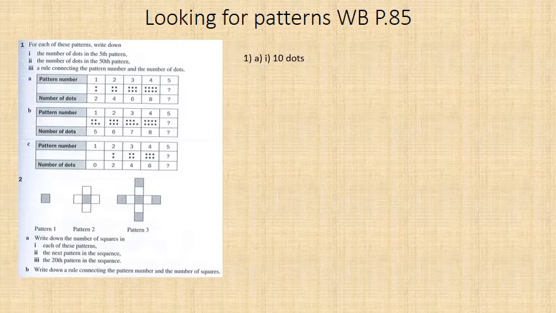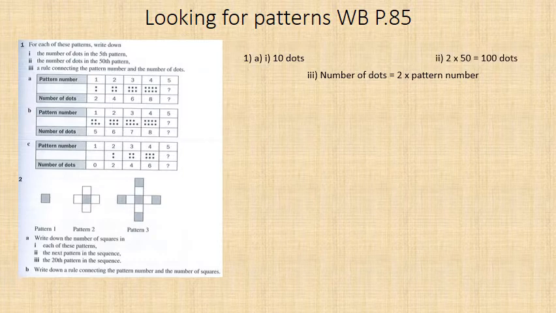50th pattern. Before I get the 50th pattern, I have to get the rule connecting the pattern number and the number of dots. You can see that I'm multiplying by 2 every time. 1 times 2 equals 2, 2 times 2 equals 4, 3 times 2 equals 6, 4 times 2 equals 8. So if I multiply the pattern number by 2, it's going to be the number of dots. Now it's very easy to get the 50th pattern. I multiply 50 by 2, so it's going to be 100 dots.